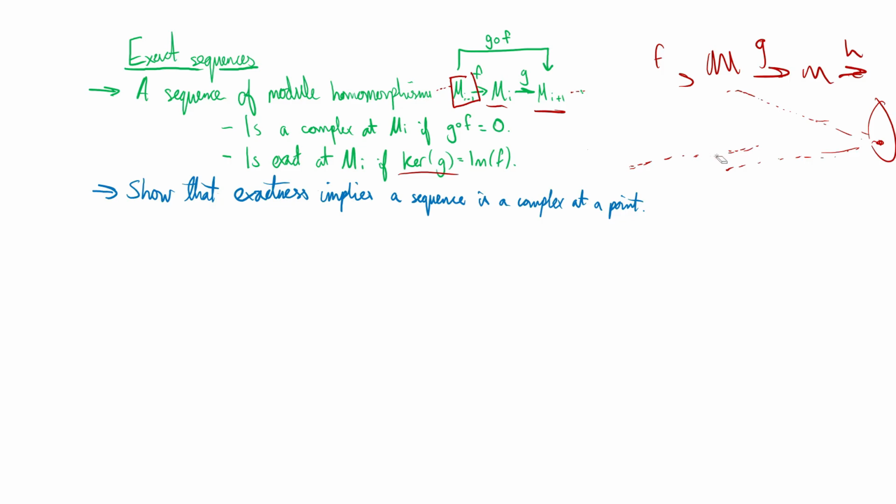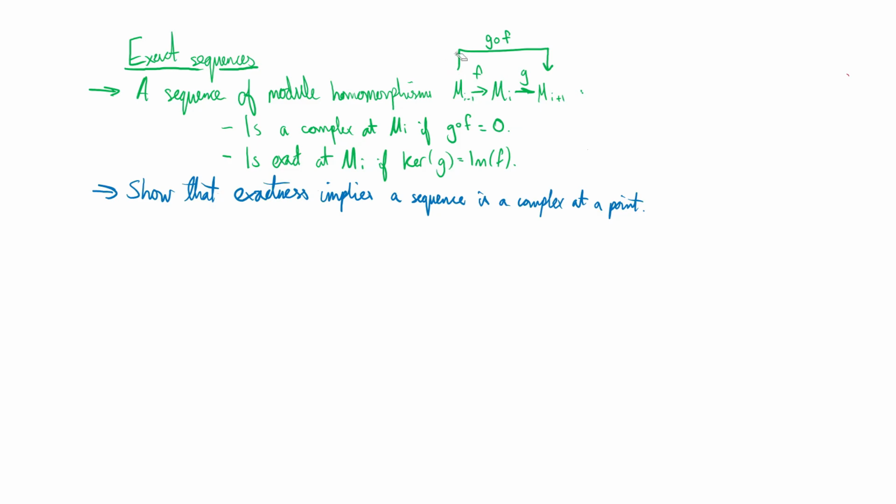Exactness implies being a complex, and I want you to show that. It's just writing out the kernel and the image definitions, and showing that the kernel of G equaling the image of F implies that G composed with F is 0.